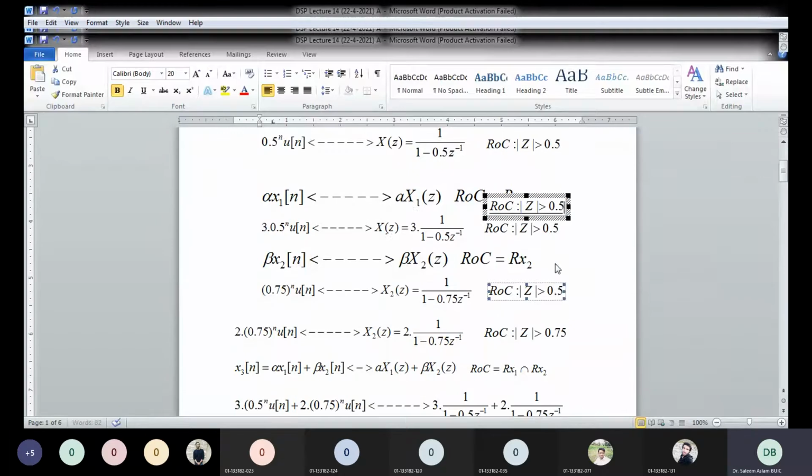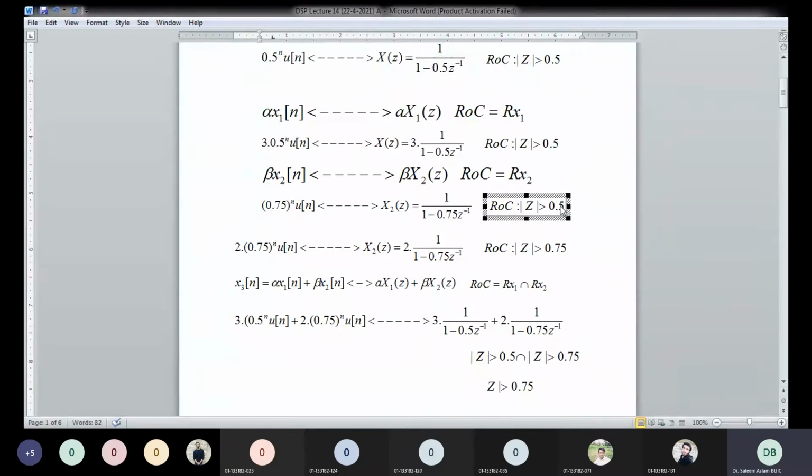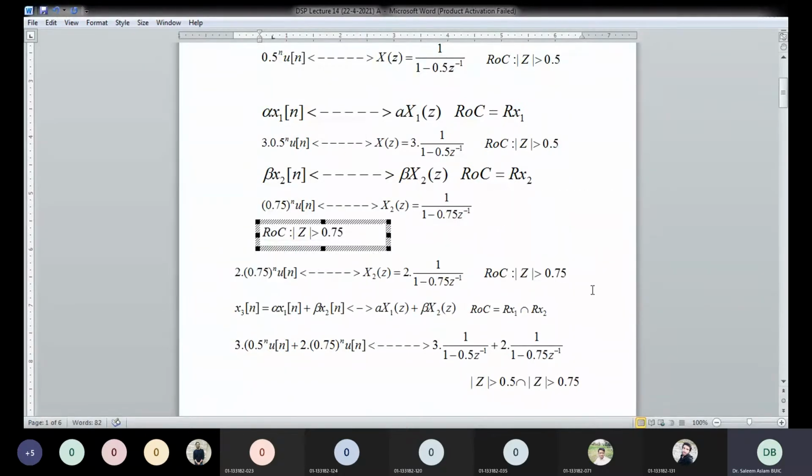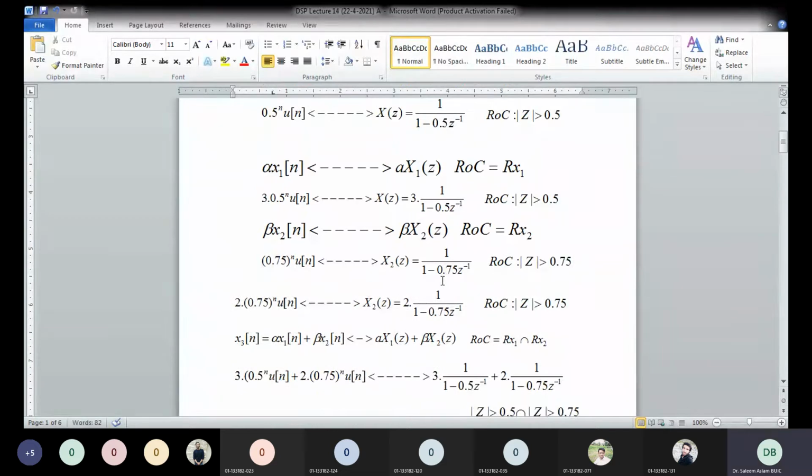Z mod greater than 0.75, right? When you scale it by 2, beta is equal to 2, you see that the n domain expression would also be multiplied by 2, and the z transform expression would also be multiplied by 2, and their region of convergence would remain the same, right?